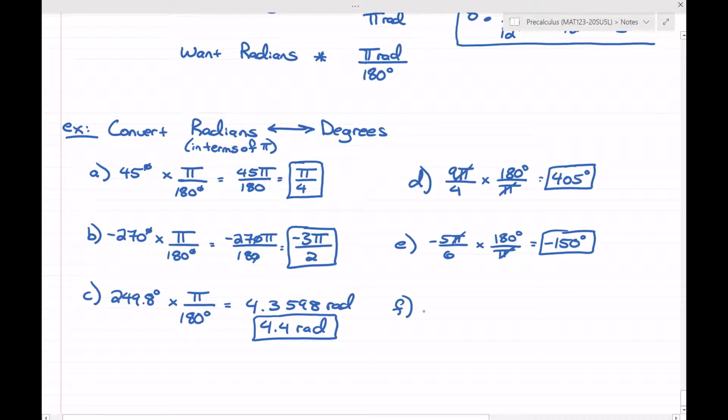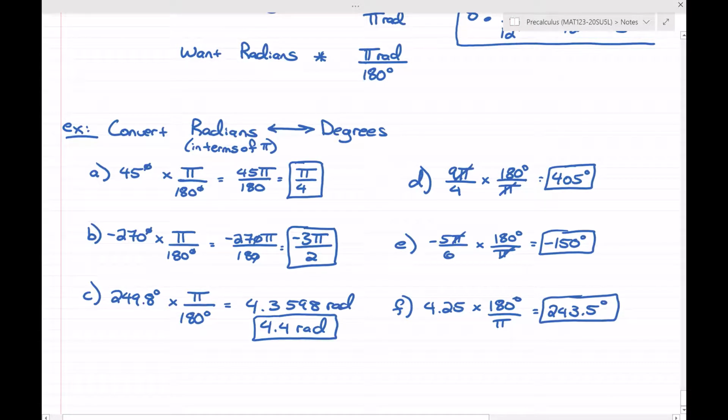And let's do one more. How about 4.25 radians? Well, if you want degrees, you're going to have to multiply by what you want over what you don't want. But you see how this is already a decimal? I'm going to type into my calculator 4.25 times 180 and divide it by pi. And I'm going to get a decimal here. This is 243.5 degrees.